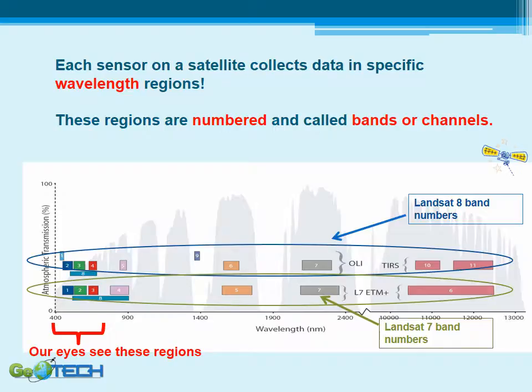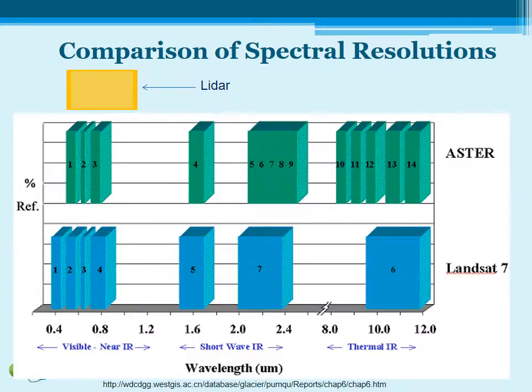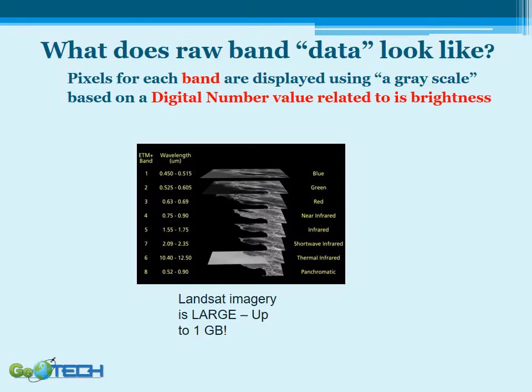And that's going to be true with whatever data you may be using. You have to know what bands are being collected and what regions of the electromagnetic spectrum they represent. This is just a little chart showing the difference between Lidar, Aster, and Landsat 7, so the different wavelengths. So what does it really look like when you get this data?